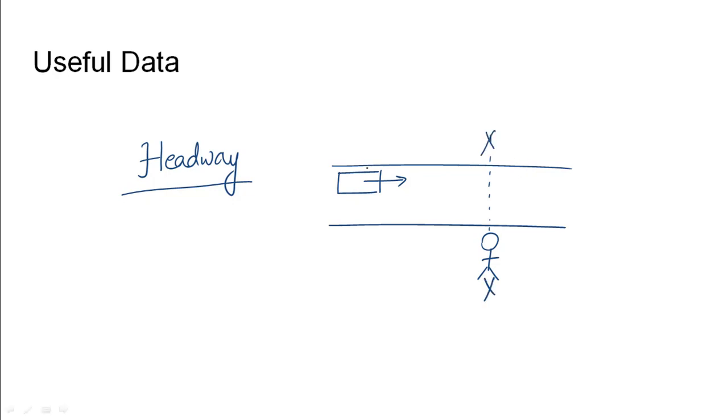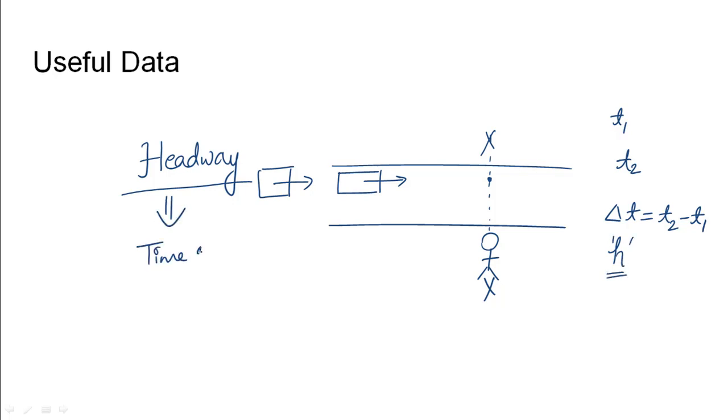Here a vehicle passes by. Let us say the vehicle passes at time t1, and then a vehicle that was coming from the back of this vehicle passes at time t2. So the difference of time between the passage of these two vehicles, that is t2 minus t1, will give the headway. Headway is generally indicated by the letter H. So headway is the time gap between passage of two vehicles.